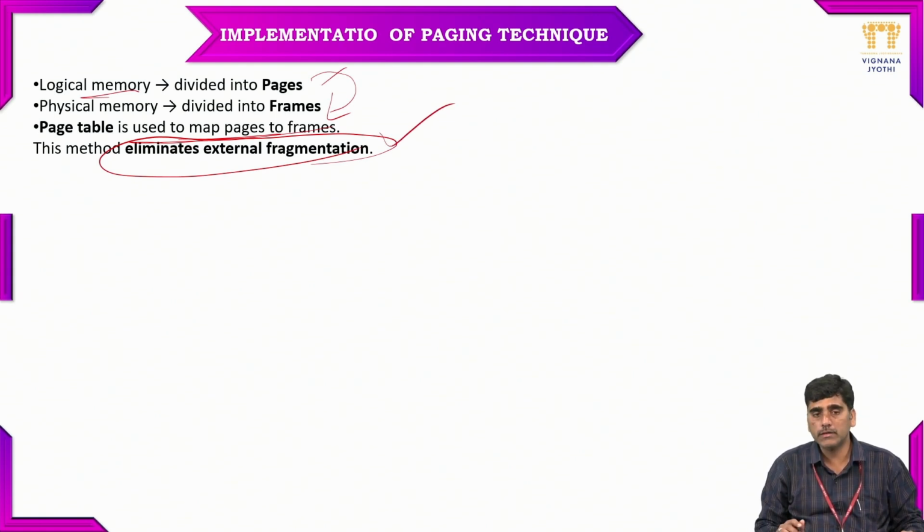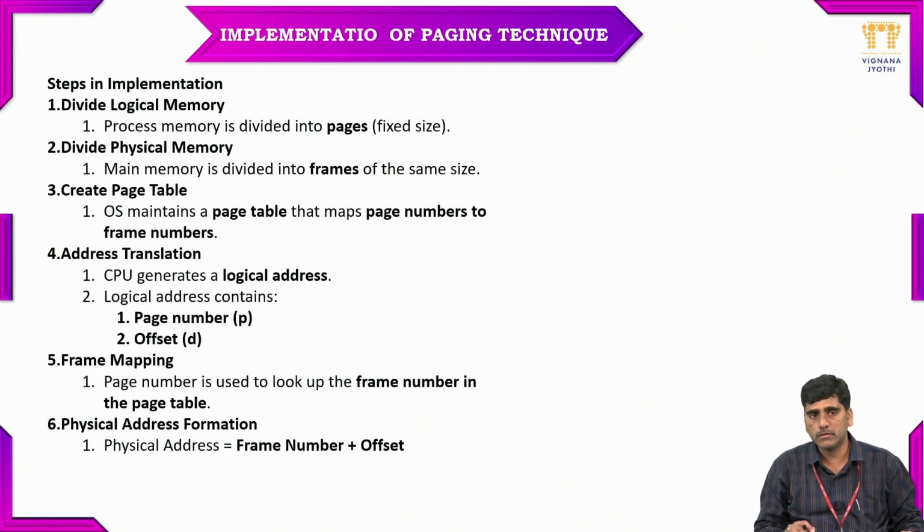So we have seen that external fragmentation occurs in the memory allocation process, right? In fixed sized memory allocation, internal fragmentation occurs. In variable sized memory allocation, external fragmentation occurs. So this paging method is eliminating this external fragmentation.